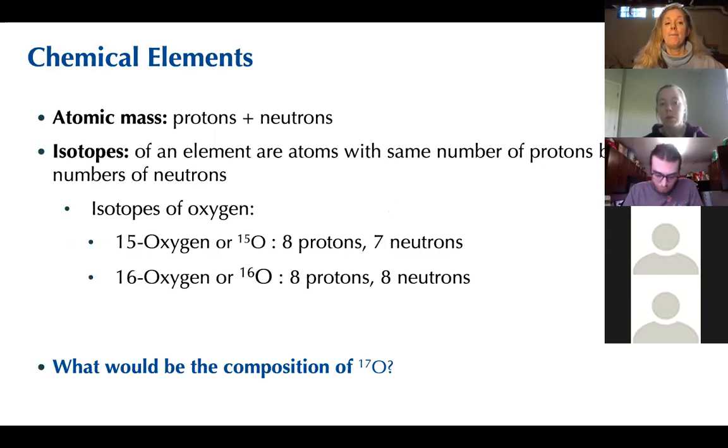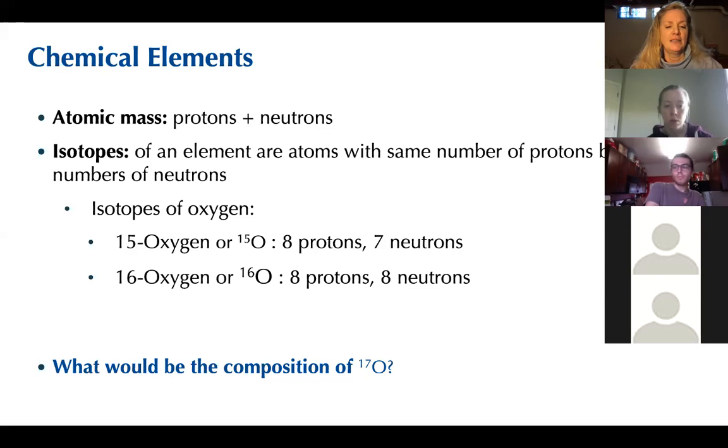Your atomic mass is how much each atom weighs. The weight of the atom is made up by the protons plus the neutrons. The neutrons don't change what element it is, they just change how much it weighs. You can have a variable amount of neutrons in the nucleus. You've got to have the same number of protons to stay with the same element.